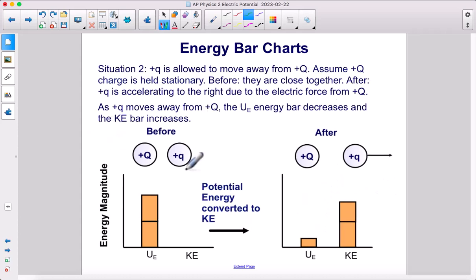Situation 2. Here we have two positive charges close together, and then in this situation, little Q is allowed to accelerate away from big Q. We're assuming that big Q is being held stationary. So as little Q moves away from big Q, the potential energy decreases and the kinetic energy increases. So in the before, all of the energy is in the form of potential. And here in this after, we still have some potential energy, but we mostly have kinetic energy.